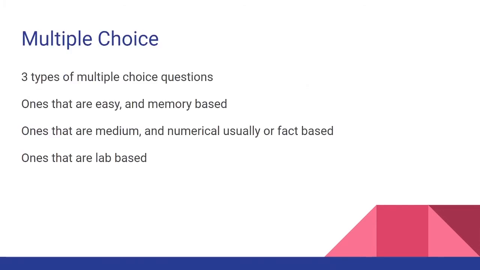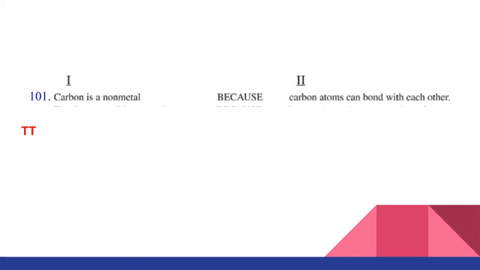Now let's talk about multiple choice. But before I go on to that, I forgot to mention: if you have 2 true statements, statement 1 and statement 2 are true, you can have a CE or you cannot have a CE. You have the option of having a CE and not having a CE.